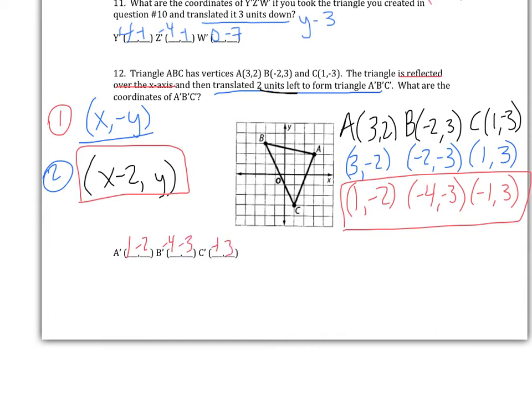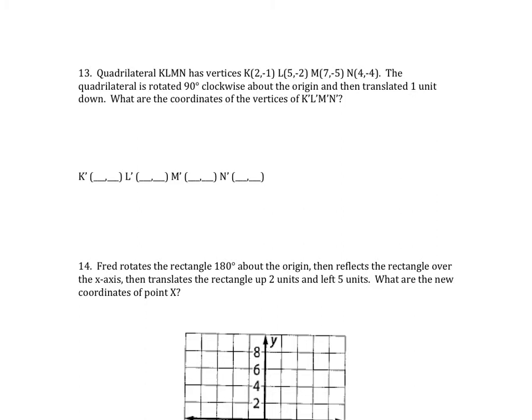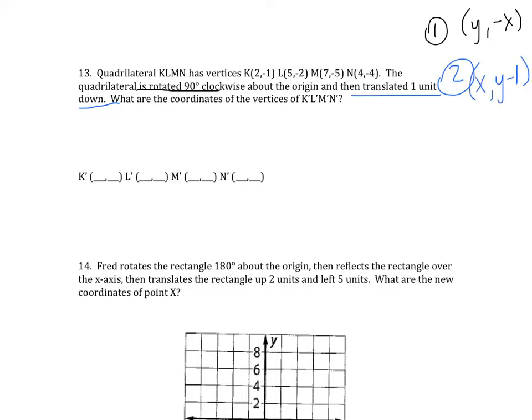So there's that. Quadrilateral KLMN has those vertices. This is another one that's got some multiple things. So the first thing we're going to do, it's rotated 90 degrees clockwise. Then the second thing is that it's translated 1 unit down. So first, if it's 90 degrees clockwise, my rule is y, negative x. Then, if it's 1 unit down, my x's will stay the same, but my y is going to subtract 1.